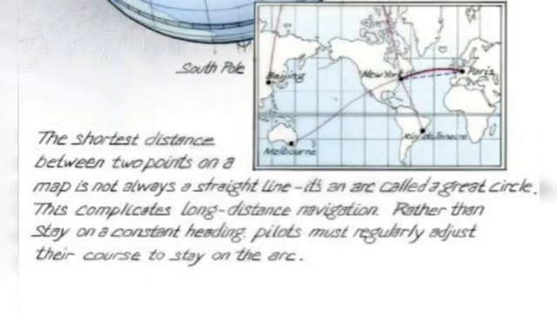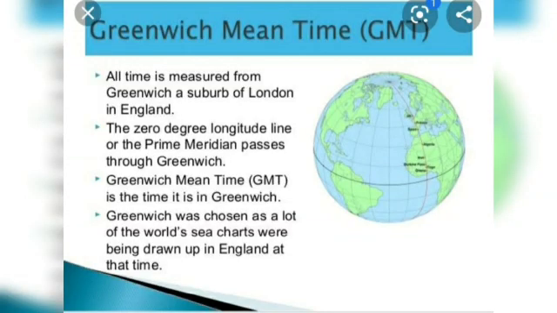Then the great circle routes are the shortest distance between any two points on the map. Now the great circle is not always a straight line, but it is an arc which is known as the great circle. So the pilots have to continuously adjust their routes so that they stay on this arc wherever their destination might lead them. The importance of this is to save fuel, time and money, and it is also economical. So that is the importance of the great circle route.